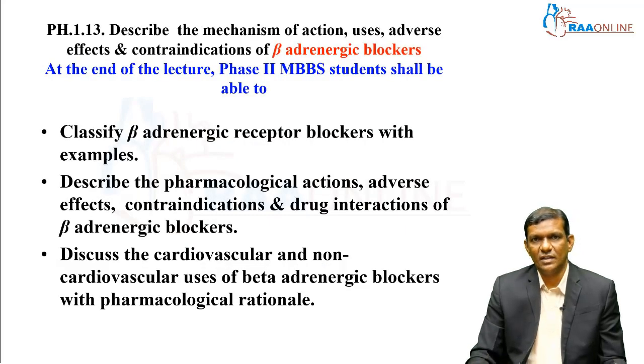Coming to the competency here: describe the mechanism of action, uses, adverse effects and contraindications of beta adrenergic blockers. Students should be able to classify the beta adrenergic receptor blockers with some examples. Then we can discuss the pharmacological actions on various systems, adverse effects, contraindications and drug interactions. Finally we will discuss the cardiovascular and non-cardiovascular uses of beta blockers, and the rationale of giving them in various cardiovascular conditions.